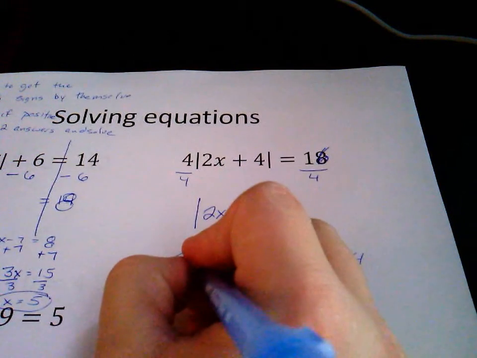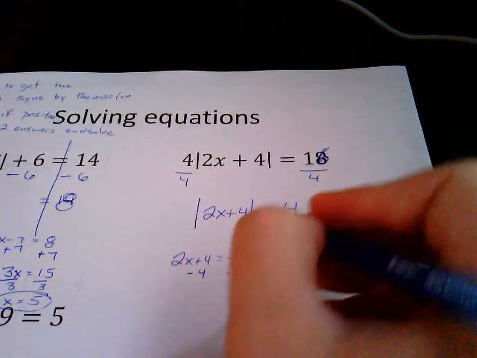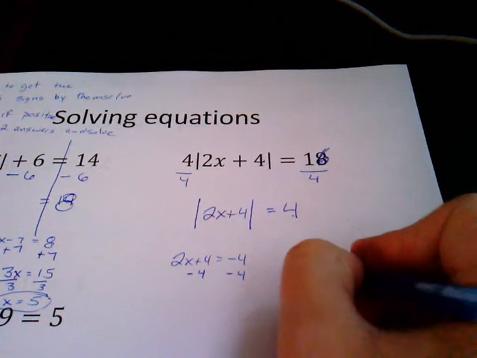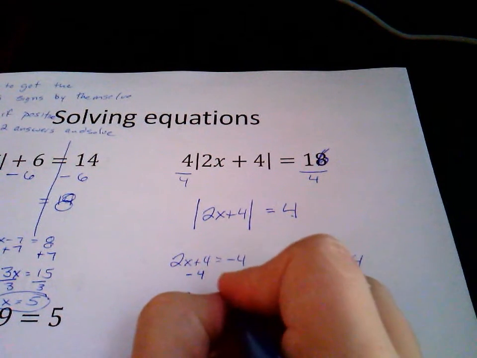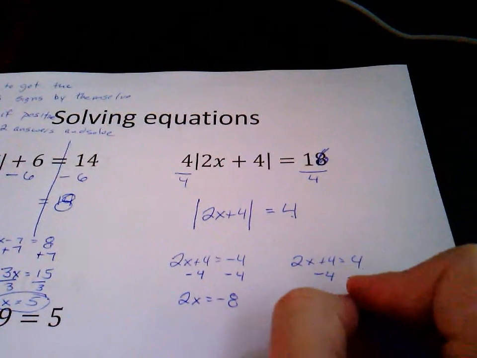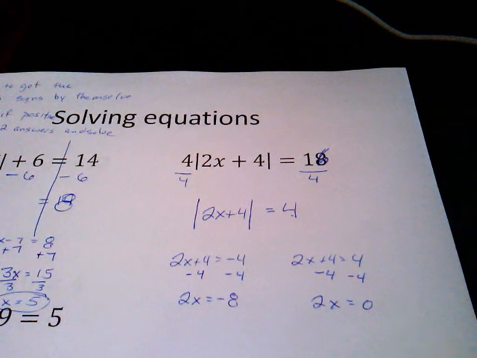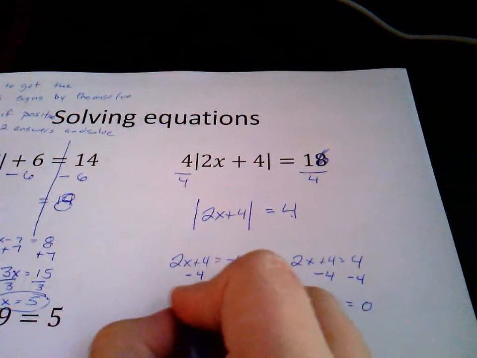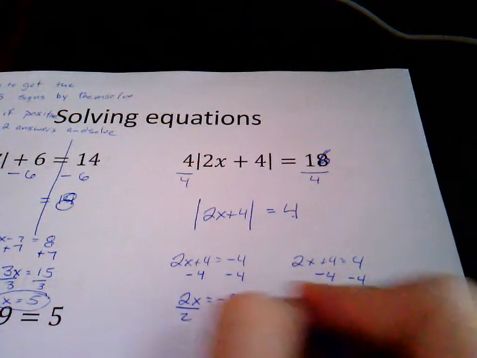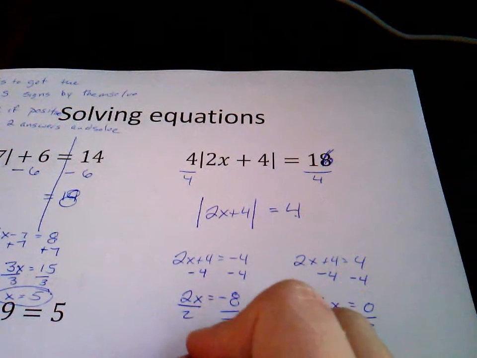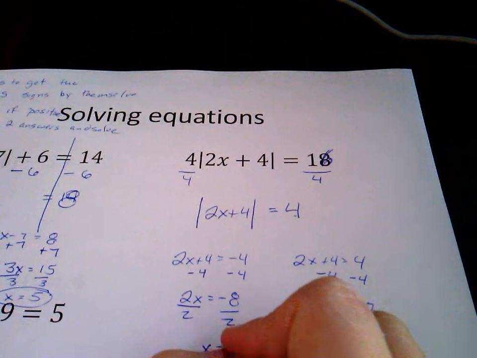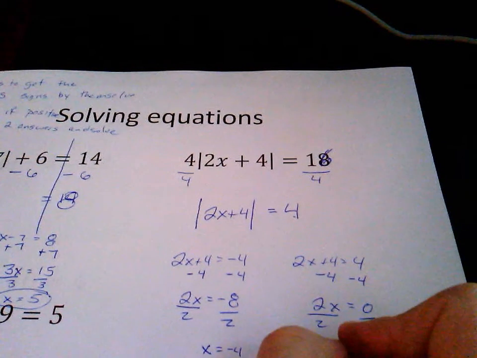We subtract 4 from both sides. I'm going to do this on both of them since it's the same operation. So we get 2x equals -8 and 2x equals 0. Our final step is to divide. So x will give you -4 and x will give you 0.